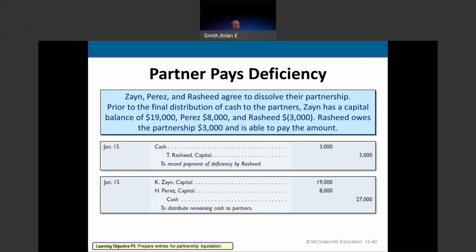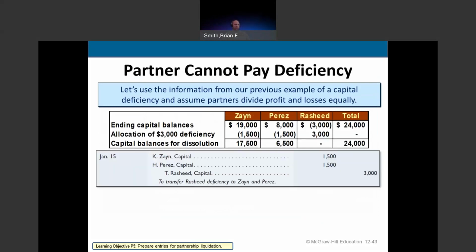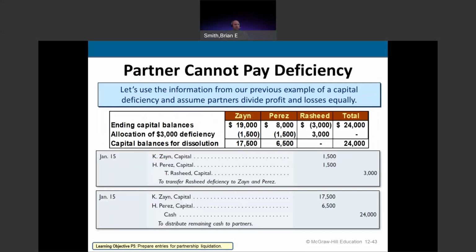If that's what happens after all the assets have been distributed, they need to pay that amount to get it back up to where it should be, and then Zane and Perez are paid out based on that. If the partner can't pay, then it's allocated equally to the other two partners as a loss. And then they send Crusher and Low Blow to Rashid for not having enough money. No, I'm just kidding. They don't do that. But you see the journal entry here.